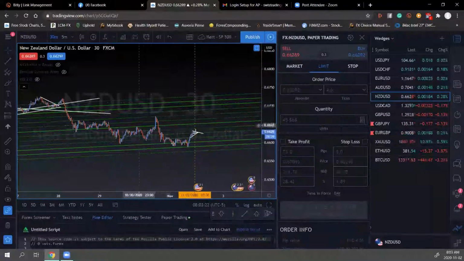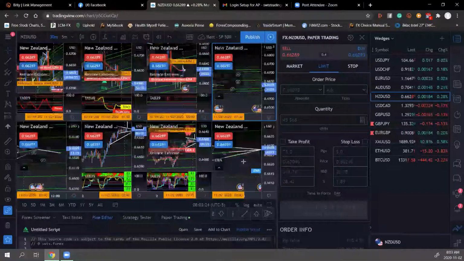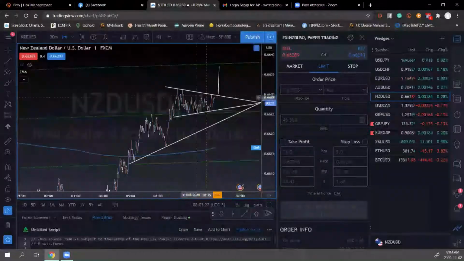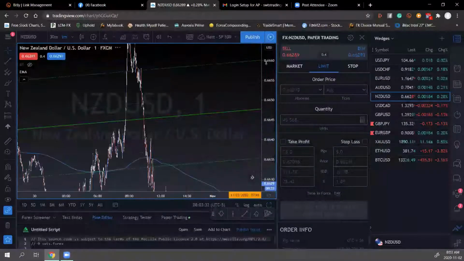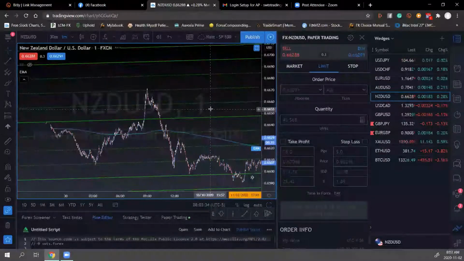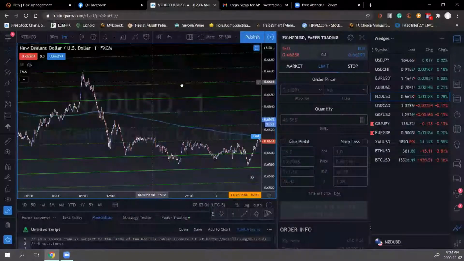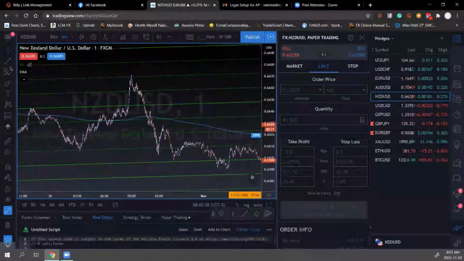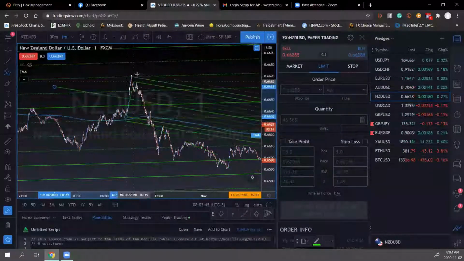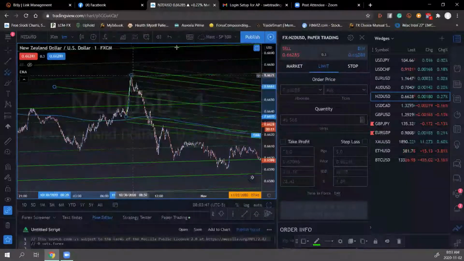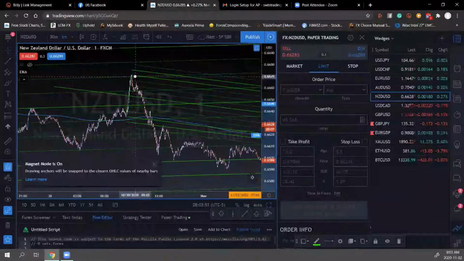You know what? I found something nice. This might help us with an entry. We'll go back to the 1 minute. Right over here. So what I'm going to try is to put a pitchfork here, and then I'm going to line it up a little bit.